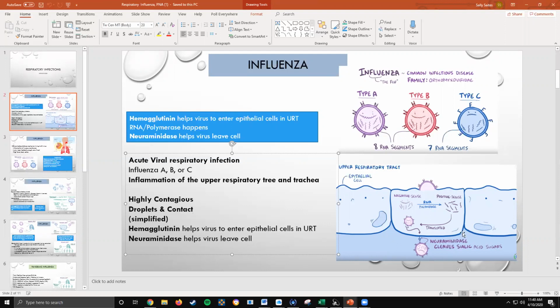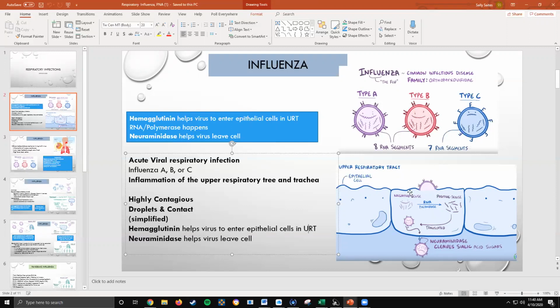So I'm going to go over the process of how it comes into our body in a very, very simplified version, because that's really all you need to know. So the hemagglutinin, which is the H receptor, helps viruses to enter the epithelial cells in the upper respiratory tract. And then the neuraminidase helps the virus leave the cell and go into our circulatory system and into other cells.